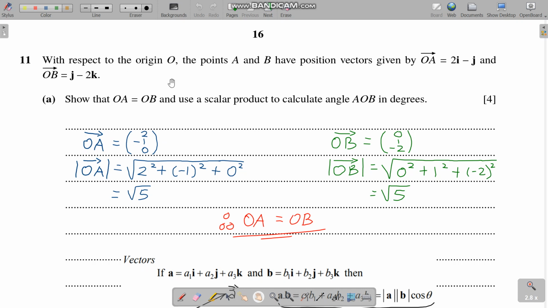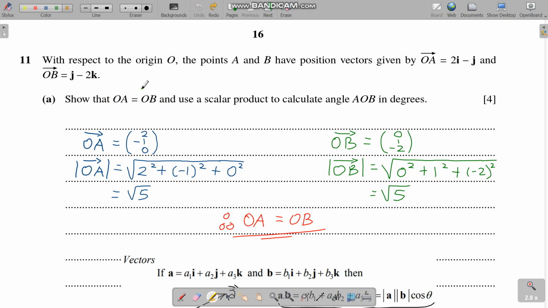Vectors. We have point A and point B. Show that OA equals OB. Point A has no k component, so the k component is 0, so that's just 2, minus 1, 0. And for B, the i or x component is 0, so 0, 1, minus 2. To show that OA equals OB, this means the lengths OA equals OB.